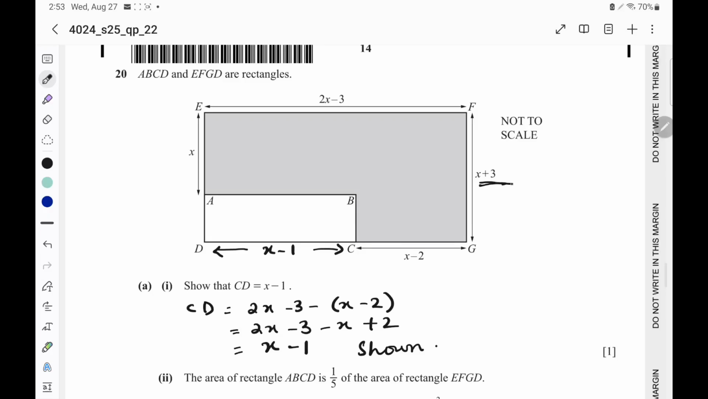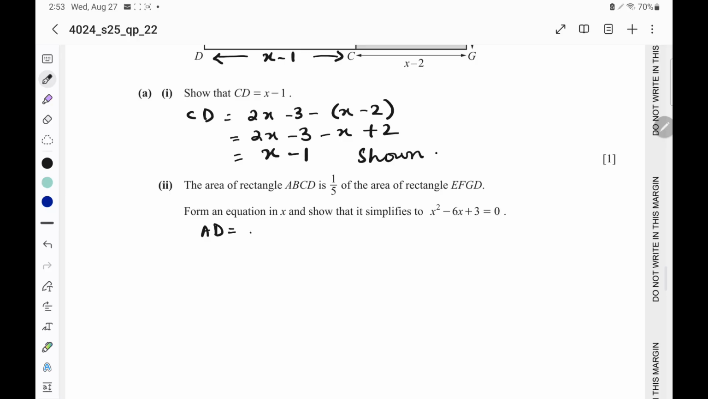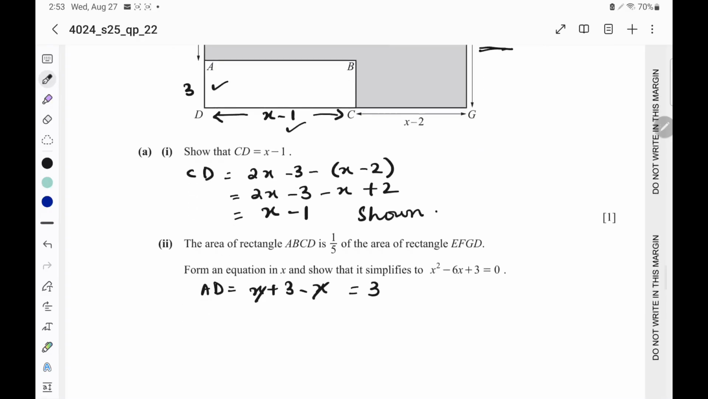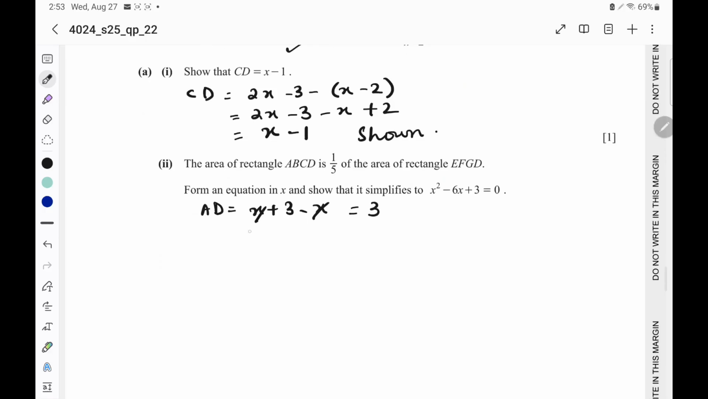This is the whole x plus 3 minus x. We don't want this x, so x plus 3 minus x, we'll have just 3 left. So AD is 3 and CD is x minus 1. So if I'm going to find out the area of the rectangle ABCD, it is 3 times x minus 1.